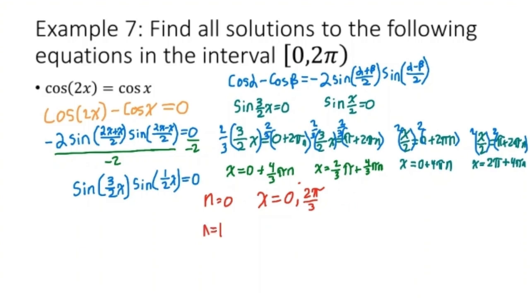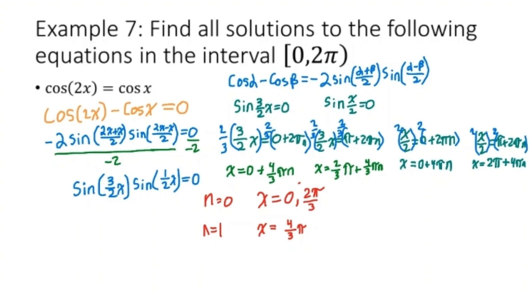Now for n equals 1, our first family will give us 4/3 pi. Our second family would give us 6/3 pi, which is the same as 2 pi. But remember, 2 pi is not included in our interval, so 2 pi is not included as a solution. As for our third and fourth family, I'm going to get 4 pi and 6 pi respectively. That is too big for our interval, so no new solutions will be produced from our third or fourth family.